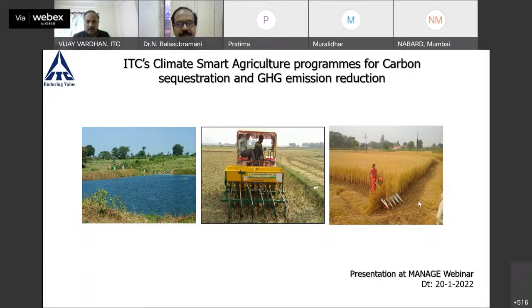So I thank Dr. Chandrasekhara, the Managing Director, and Dr. Balasubramanian for this opportunity. The first two speakers have explained in detail the carbon markets and the emerging trends in the area. And NABARD, with its vast experience across the country, has explained what it has already done, on a very large scale. So I am coming from a corporate, so the presentation will be a bit different.